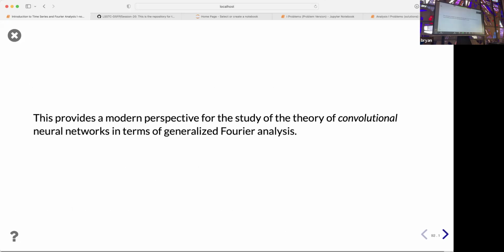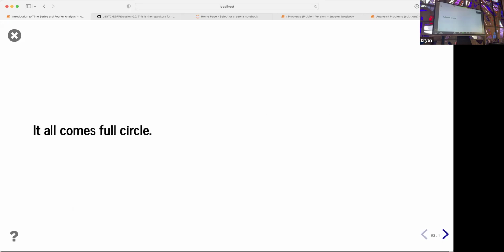Okay. This is the modern perspective on how things like convolutional neural nets can be tailored to respect symmetries in your problems. As I said, it's shifting things back around, so it all comes full circle. And that's all I had to say.